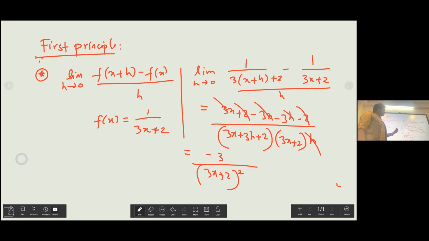This is the basic logic, the basic derivation of the derivative expression for this particular function using first principle. So that's the first principle, just a recollection. If you have any questions, we can take the questions.